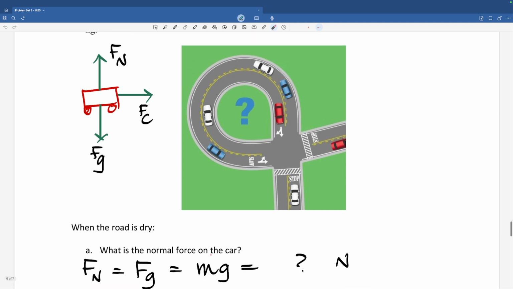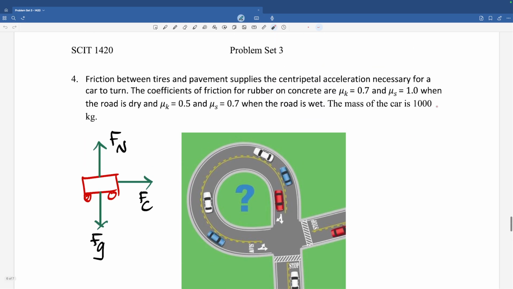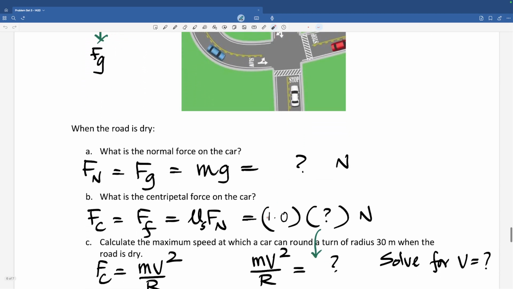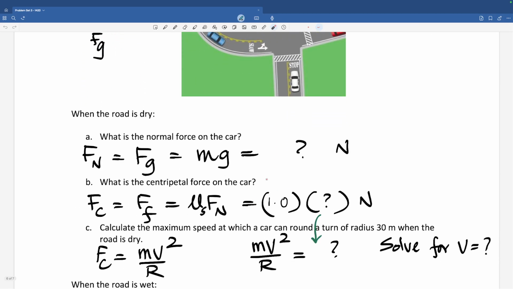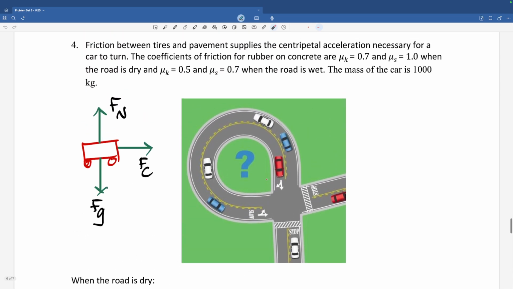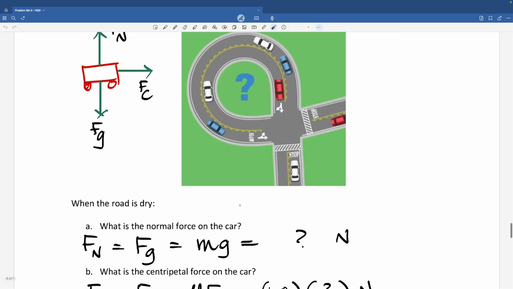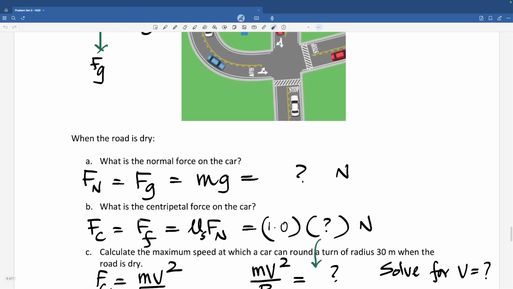So calculate that. The mass of the car is given, is right here, so you should be able to calculate its weight. Now, centripetal force. In this case, the centripetal force is provided by friction. And the formula for friction is right here. So F sub F means friction. So I'm saying centripetal force is actually friction, which is always mu s times Fn. Now, mu s is 1.0 and Fn we got from here, plug it there, you should be able to get the centripetal force.